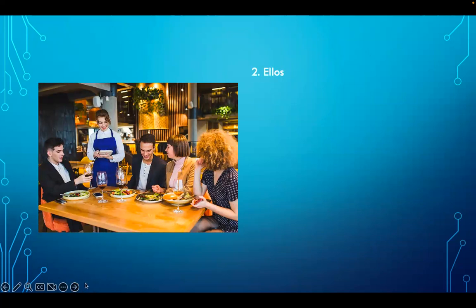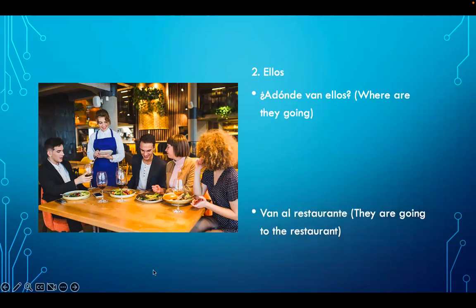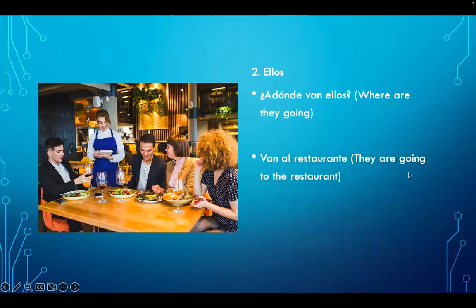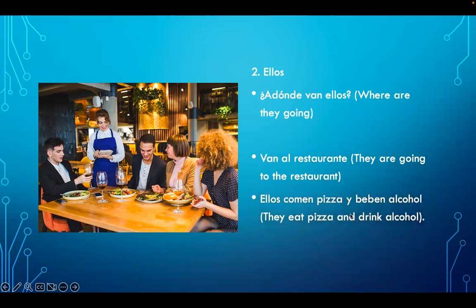Ellos. The question is, ¿a dónde van ellos? Where are they going? Van al restaurante. Ellos comen pizza y beben alcohol.